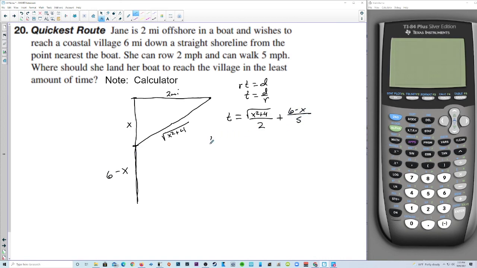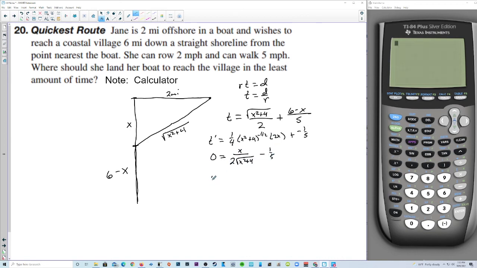So we want to take the derivative of time. That's going to be 1/2 times 1/2, so 1/4, of x squared plus 4 to the negative 1/2 times 2x. And then this is just going to be plus, it's actually going to be, we'll write as plus negative 1/5, minus 1/5. And so we have x over 2 square root of x squared plus 4, and then minus 1/5.